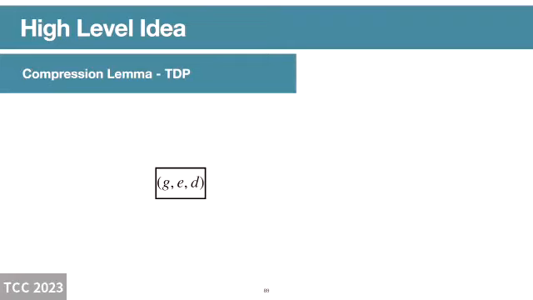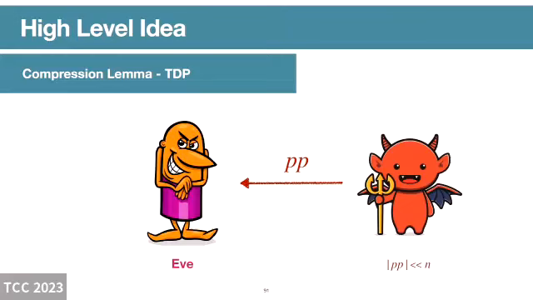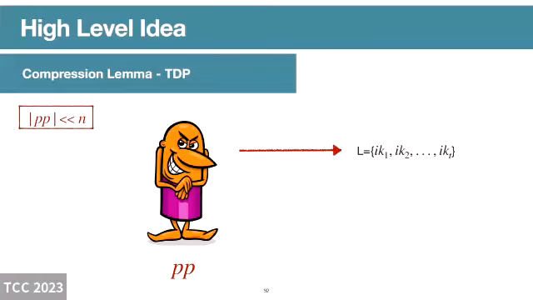very informally here. So we have this TDP oracle, and we have an adversary who can query this oracle as many times as he wants. And after all of these queries, he should output an advice string or PP with size less than n and send that to another adversary, Eve. Eve can also query the TDP oracle, but this time she can only query the oracle a polynomial number of times. And at the end, she should output a list of index keys.